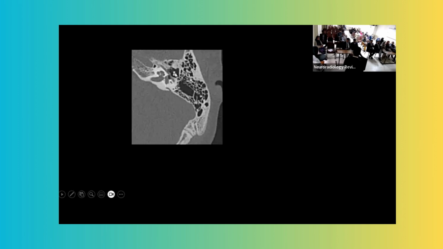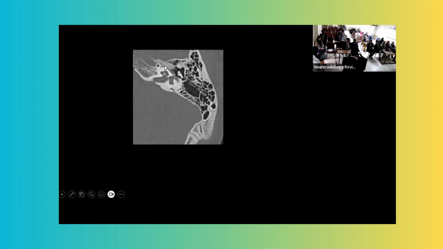So again, we are going down. More images on the facial nerve canal, cochlea, modiolus, internal auditory canal, vestibule, ice cream cone sign with incus and malleus. Still, we are seeing the facial nerve canal here. We are seeing ice cream cone sign, vestibule, cochlea, modiolus, internal auditory canal.